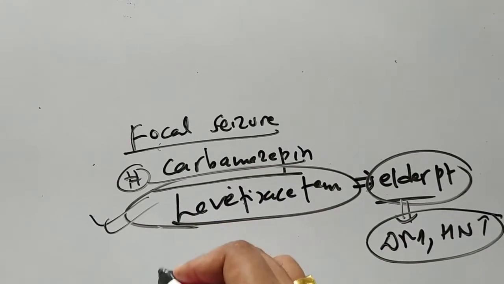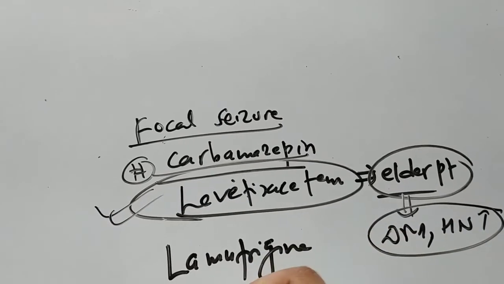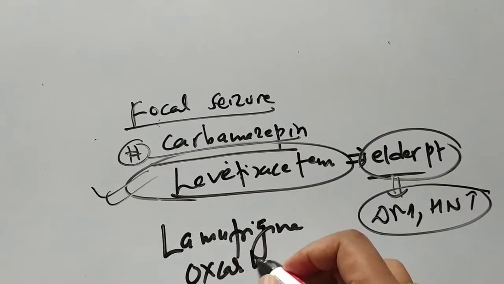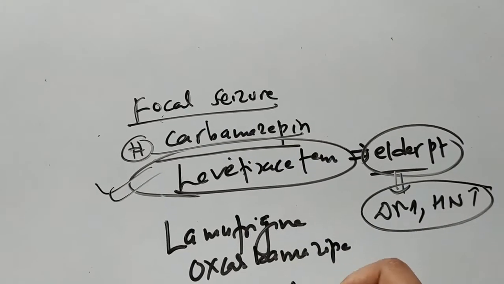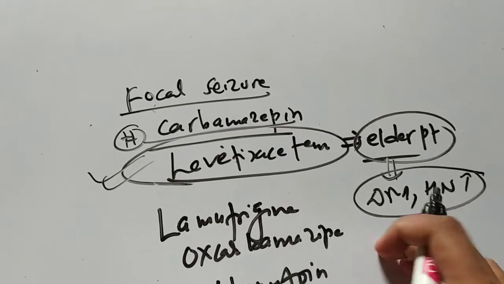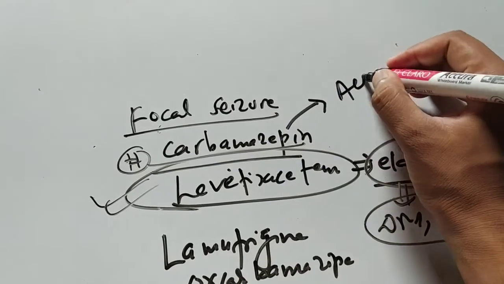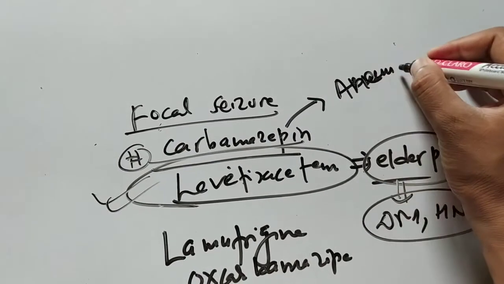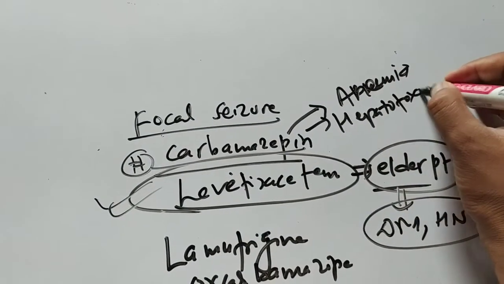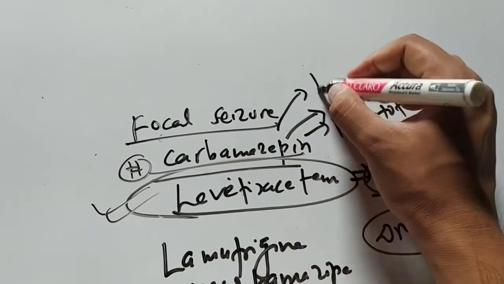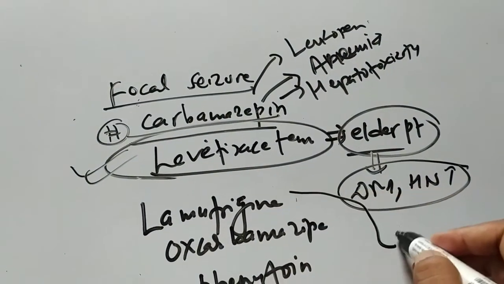Now another drug is lamotrigine. Here also you can give oxcarbazepine, and you can also give phenytoin. But remember there are some side effects of these drugs. Carbamazepine can lead to anemia, hepatotoxicity, and leukopenia. Similarly, lamotrigine can lead to Stevens-Johnson syndrome.